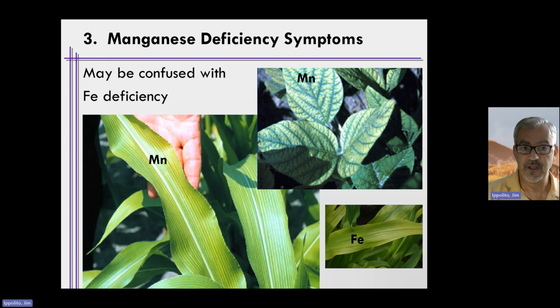In corn, you see a manganese deficiency on the left-hand side. And for reference, you see the iron deficiency in the bottom right-hand corner. And they look almost identical. In fact, I think they look identical to my eye. And so to be certain whether it is an iron or a manganese deficiency, you really should pull plant tissue samples. And if you're curious, pull soil samples as well.